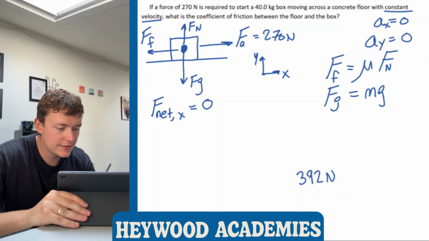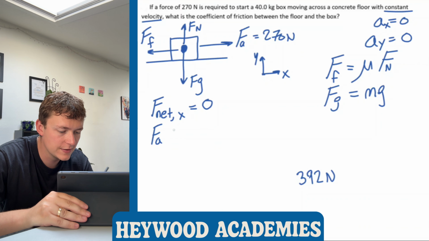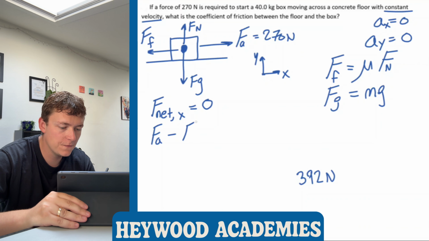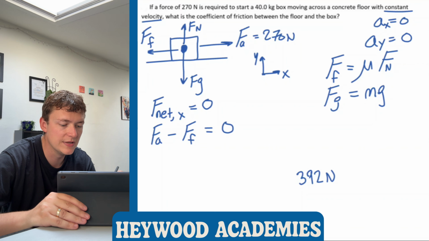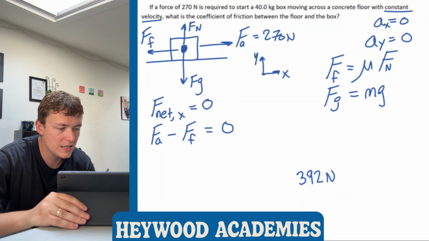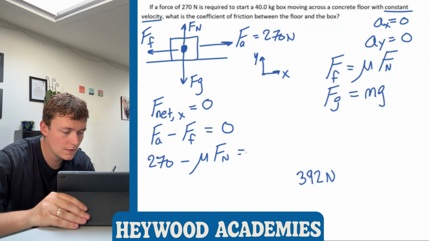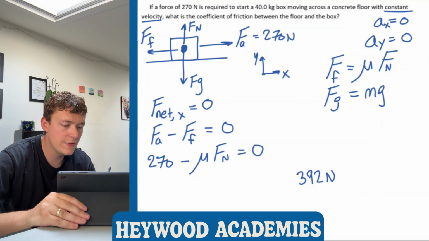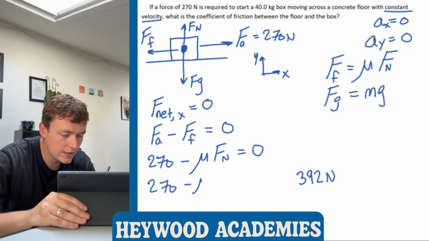So let's go like this. Sum of forces in the x direction. Now Fa is going to be positive because that's going to the right. Force of friction is negative, so that's going to the left. And it's moving at constant velocity, so we can say the sum of those forces should be equal to 0. The applied force they gave us was 270, we know the number for that. The friction force, we can use the equation that we have over here. And we know that normal force as 392, so we can use that as well.